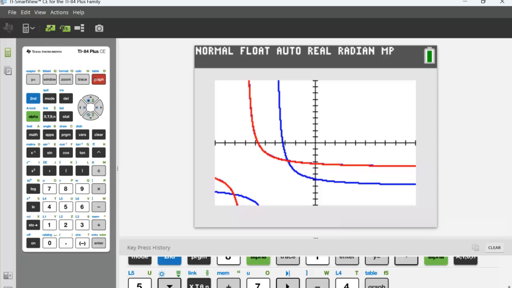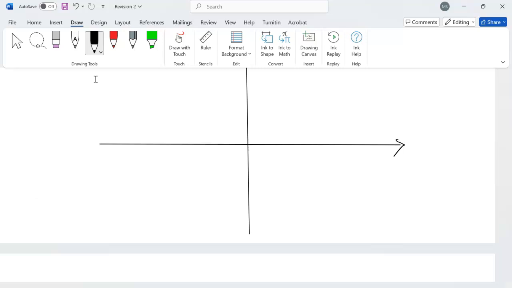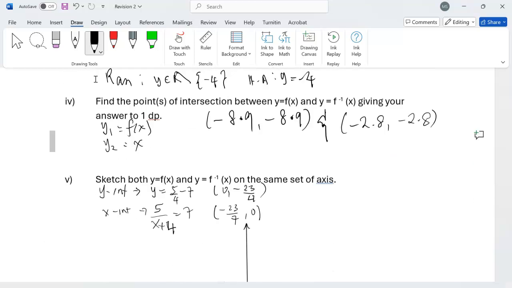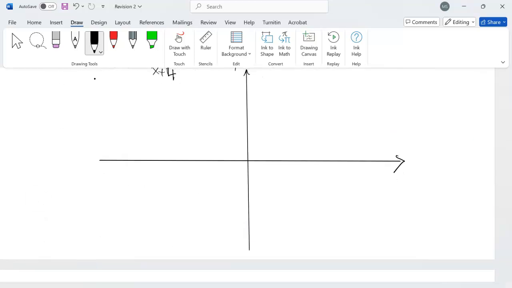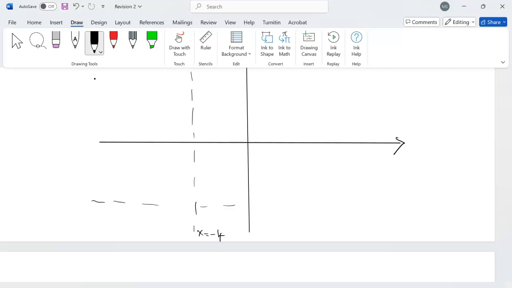So they are perfectly matching. So the answer is actually correct. All right, the answer is actually correct. So now I can see the two different graphs. The red is the inverse, the blue is the original graph. So we have asymptotes. Vertical asymptote for the first one is x equals negative 4. So draw in the same scale. Write the equation x equals negative 4 and horizontal asymptote y equals negative 7.